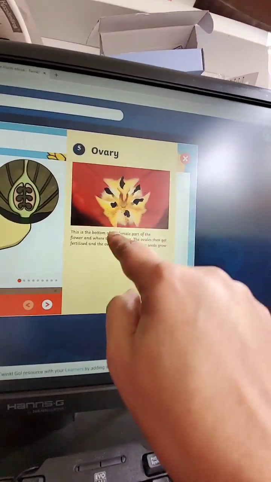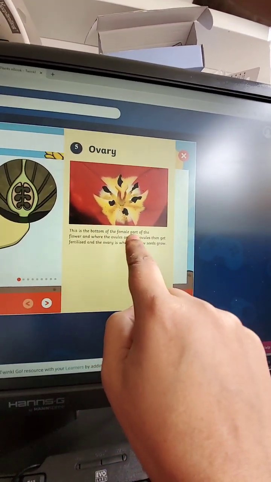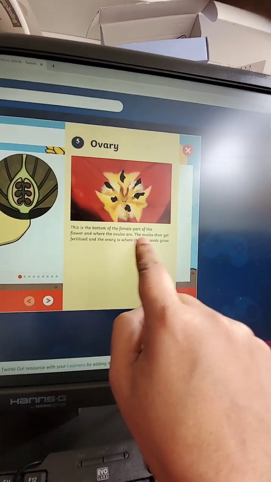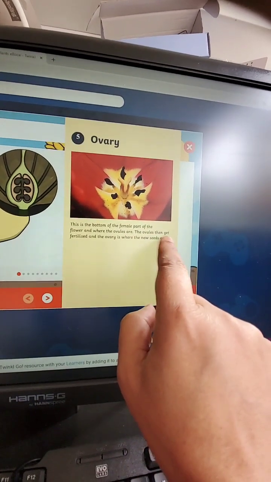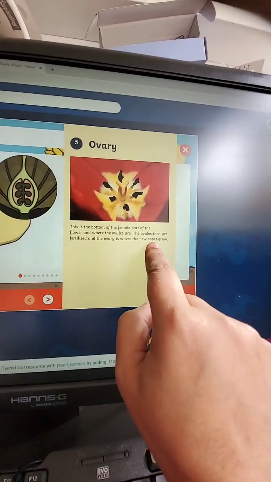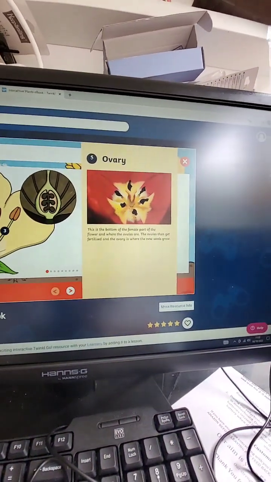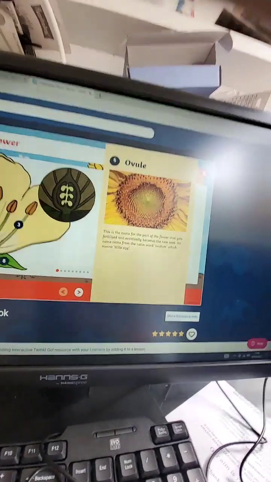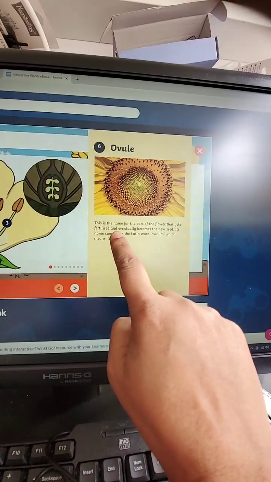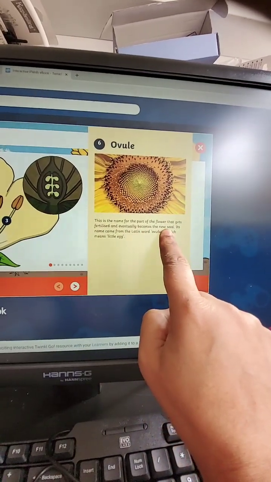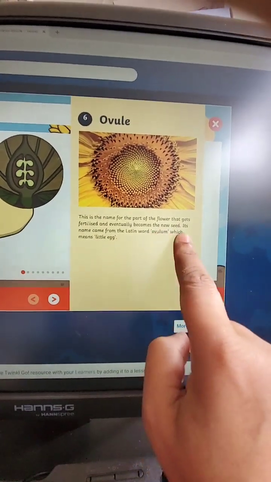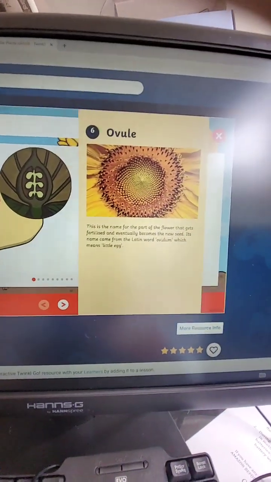Then ovary. This is the bottom of the female part of the flower and where the ovules are. The ovules then get fertilized and the ovary is where the new seeds grow. Then ovule. This is the name of the part of the flower that gets fertilized and eventually becomes a new seed. The name comes from the Latin word ovulum, which means little egg.